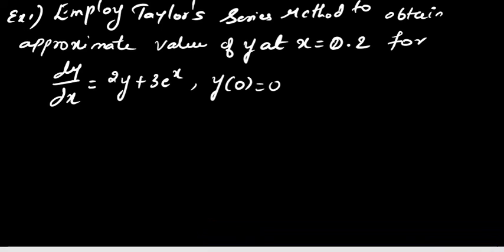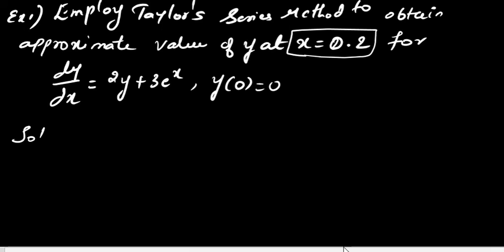So let us consider an example here. Employ the Taylor series method to obtain the approximate solution of y at x is equal to 0.2. Since it's a numerical technique, the values will be approximate and it will not be an exact value for the function. So this is the given function, the first order differential equation.